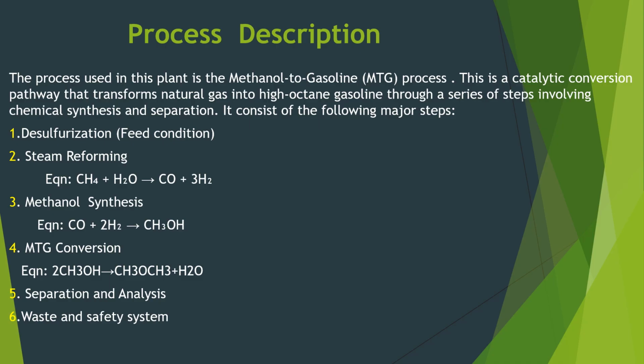4. The MTG conversion, or the methanol to gasoline conversion. In this process, methanol is first dehydrated to dimethyl ether, that's DME. That's the equation for that process. Dimethyl ether is then converted into gasoline range hydrocarbons using the ZSM-5 zeolite catalyst. That's the equation.